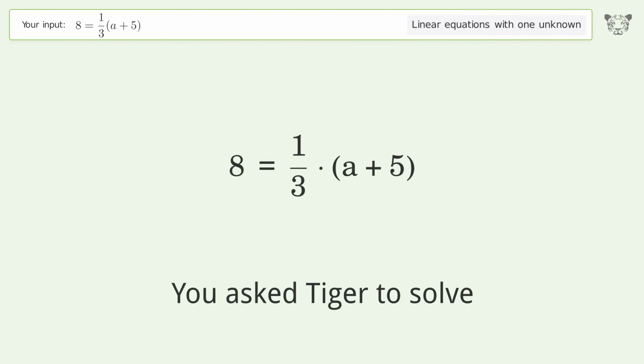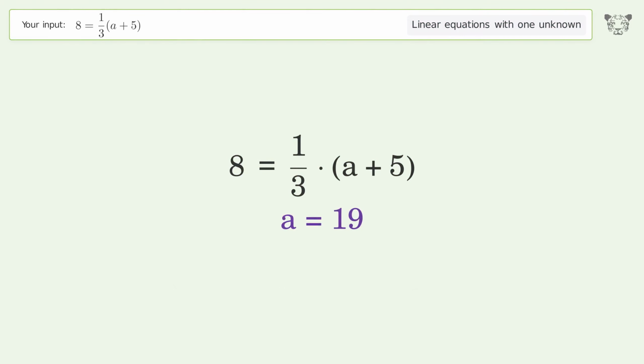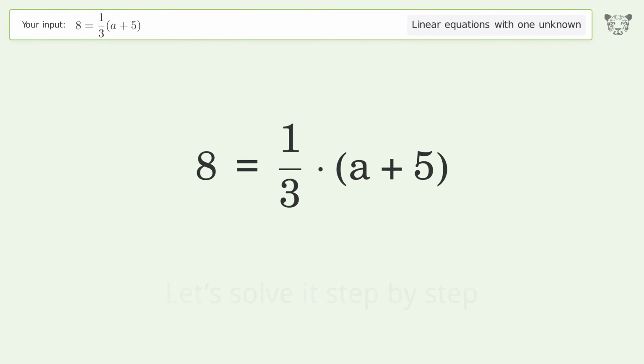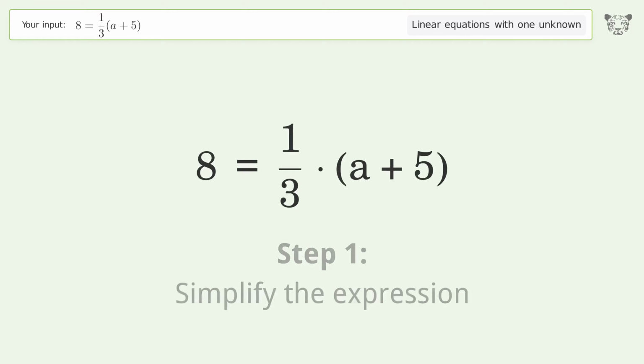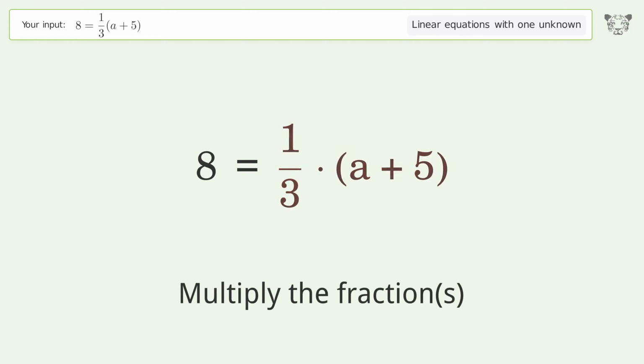You ask Tiger to solve. This deals with linear equations with one unknown. The final result is a equals 19. Let's solve it step by step. Simplify the expression. Multiply the fractions.